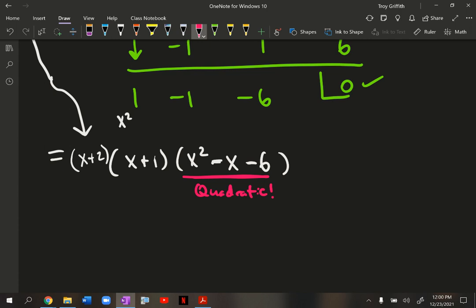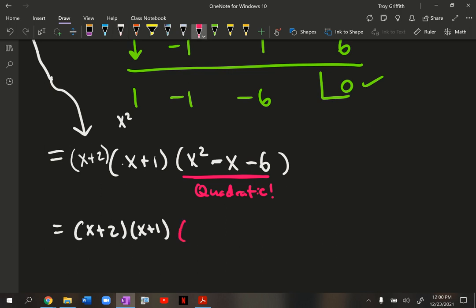Okay, and that's really the goal here, let's get this down to a quadratic for my last set of parentheses. And we know all kinds of stuff that we can do with quadratics, namely factoring. So let's go ahead and try. Let's see if we can factor this quadratic. So this is going to be x plus 2 times x plus 1. So I'll bring those down.